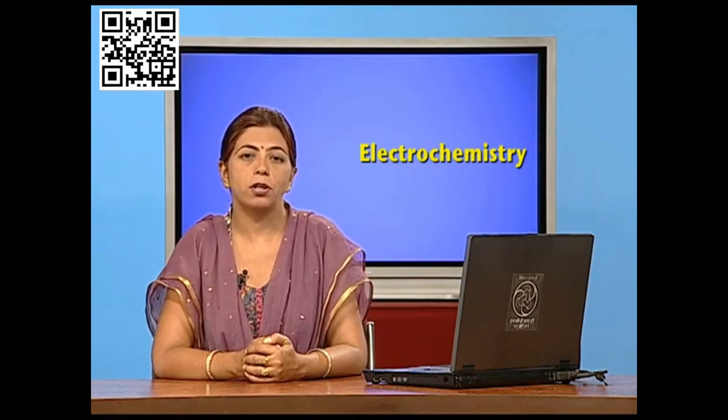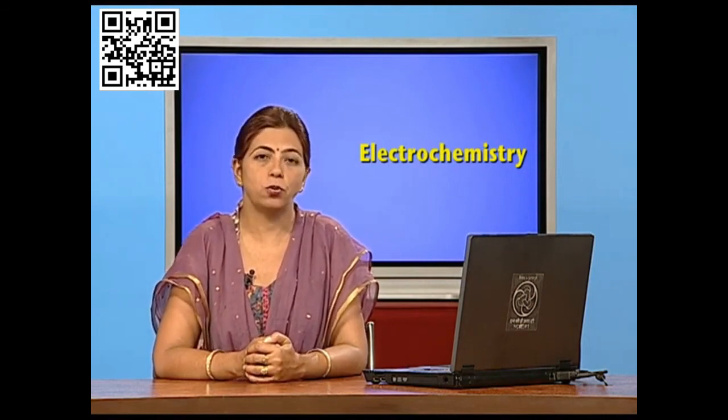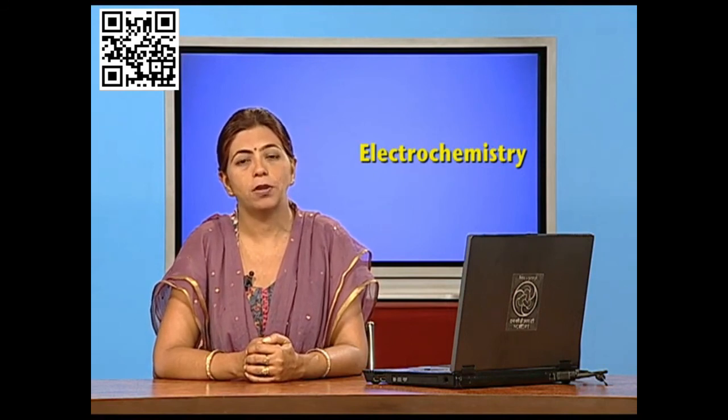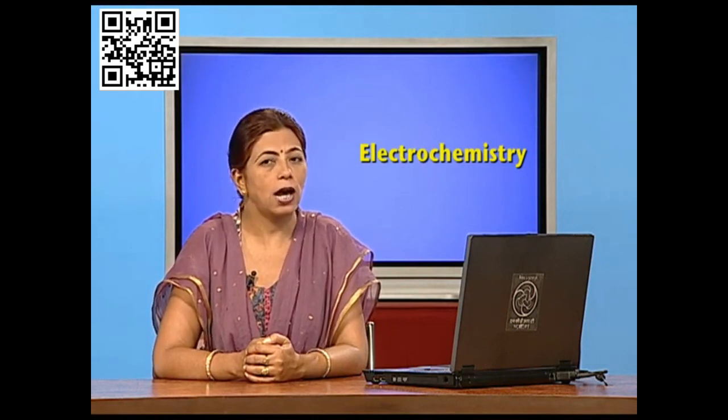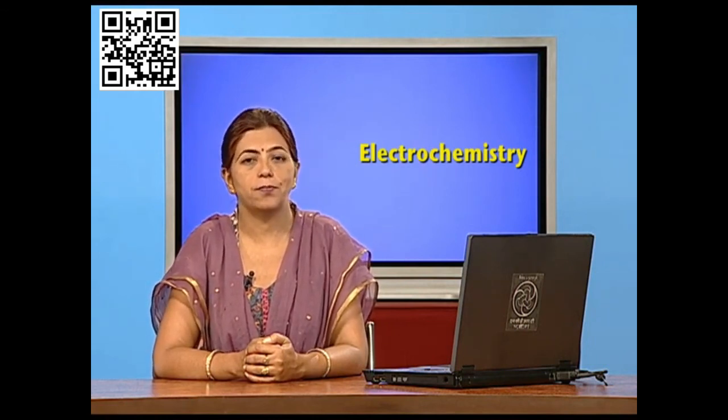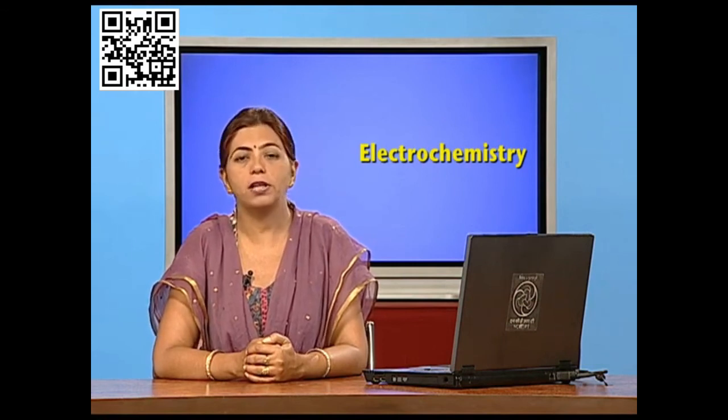So dear children, just now I have explained the Nernst equation to calculate the electrode potential at any concentration, and I have explained the various types of conductors, the metallic conductors and electrolytic conductors. I hope everything is clear to you.